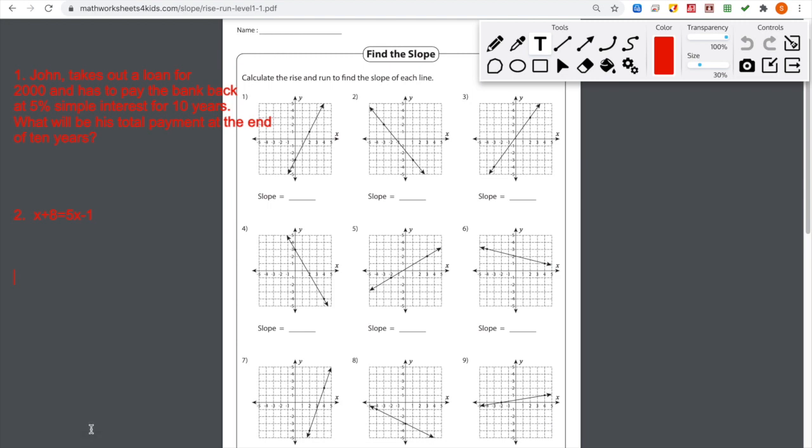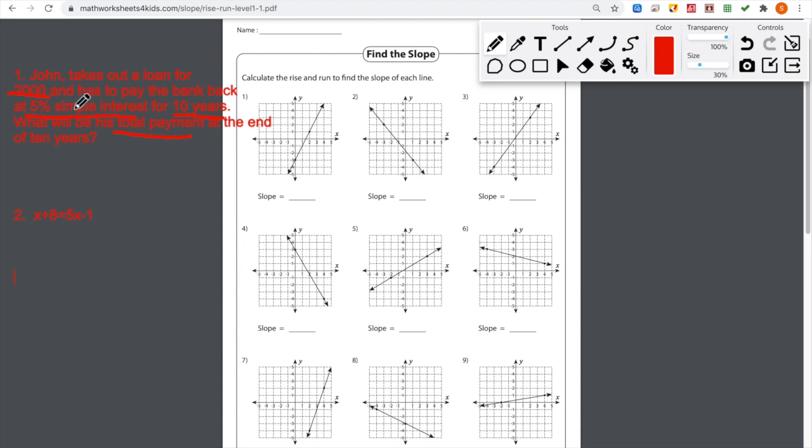Number one says, John takes out a loan for $2,000 and has to pay the bank back at 5% simple interest for 10 years. What will be his total payment at the end of 10 years? So we're going to look at a couple clues that it gives us in here, and I'm going to underline them. So we know we have $2,000, we have 5% simple interest, and our time is going to be 10 years. And almost more importantly, we're going to look at the question, what it's asking for. It's asking for the total payment.